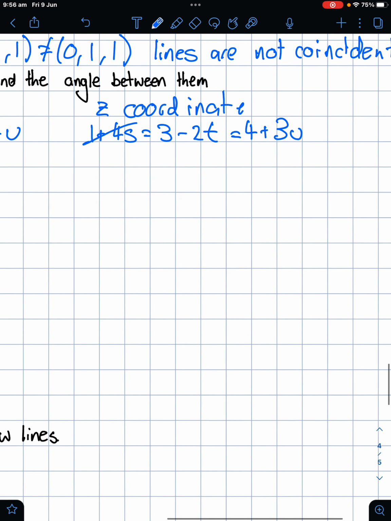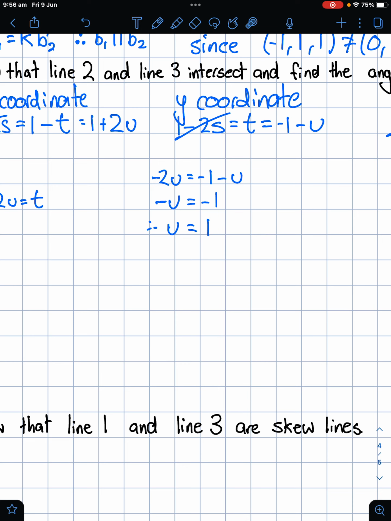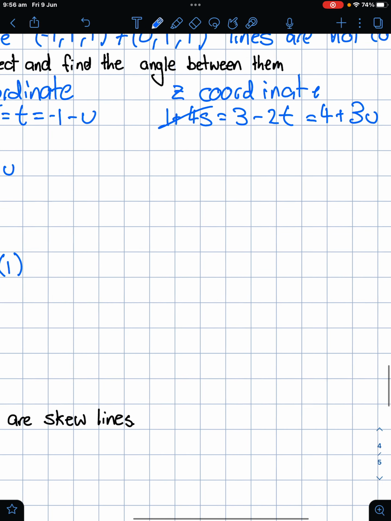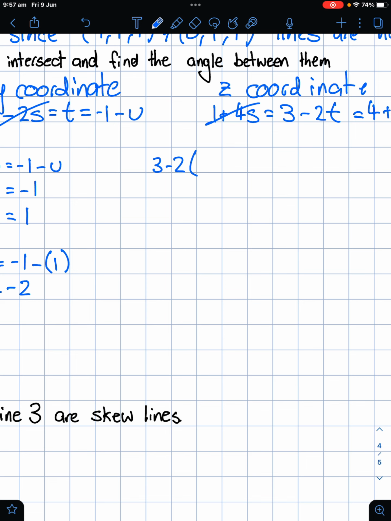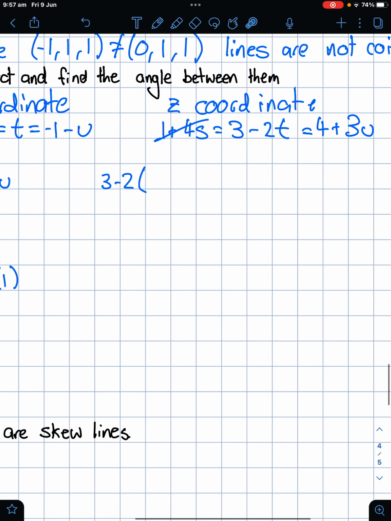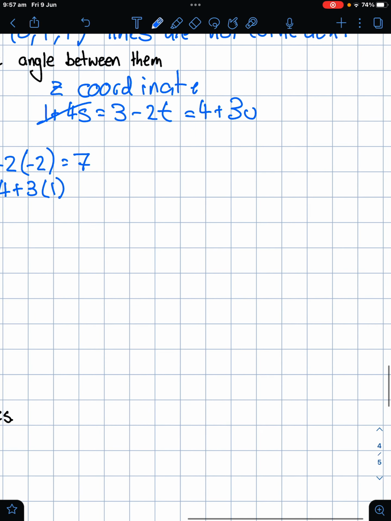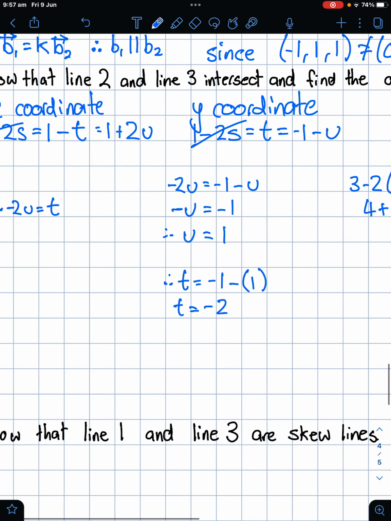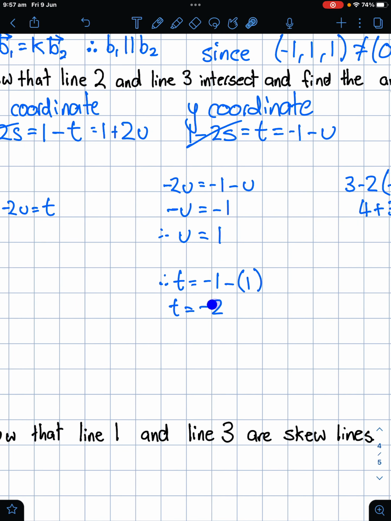Okay, and then this final one here, because we've got these values here, we can now sub that back in. So we've got here, therefore, t equals -1 minus u, u was 1, which means t equals -2. All right, final one here. Let's put this in. 3 minus 2 times -2. This is where we check. This equals 3 minus, this is going to be +7. And then we've got 4 plus 3 times u, which was 1, which means that equals 7. So that's a tick. They work. Okay, so we've got a point of intersection when u equals 1 and t equals -2.